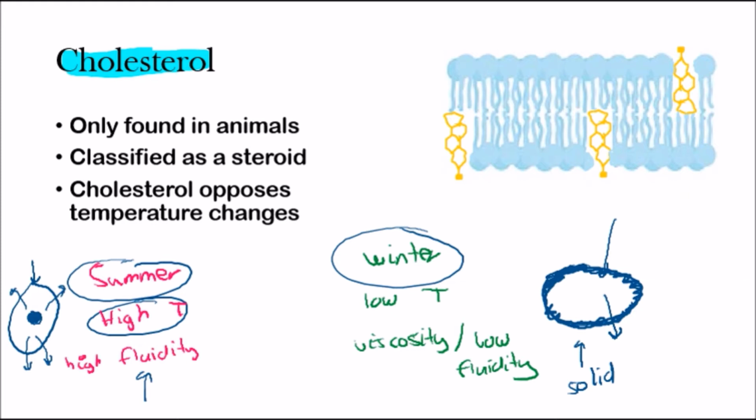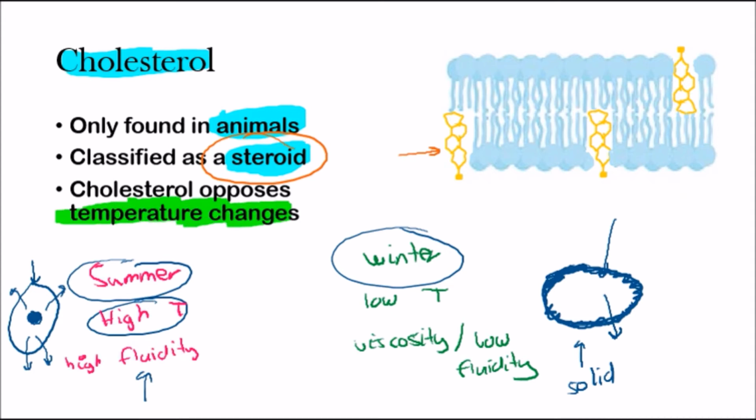Now, cholesterol is only found in animals, and it's classified as a steroid. If you don't know what a steroid is, we talk about what that is in our lipids video as well, so go check that out. As you can see here, this is cholesterol with its 4 fused carbon rings, indicating that it is a steroid. So cholesterol actually opposes this temperature change in lipid bilayers, and prevents this high fluidity or viscosity and low fluidity from occurring.